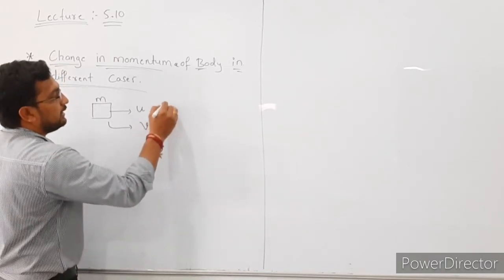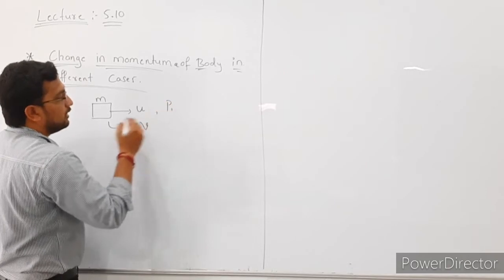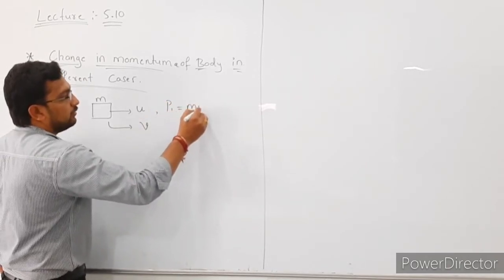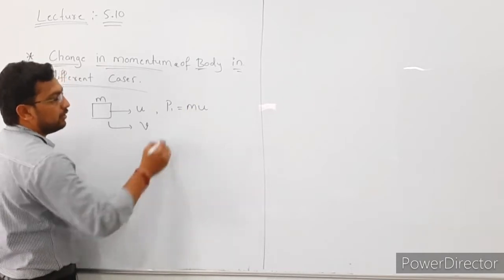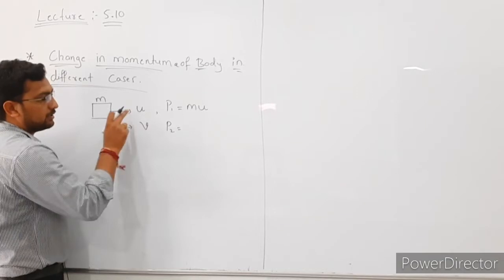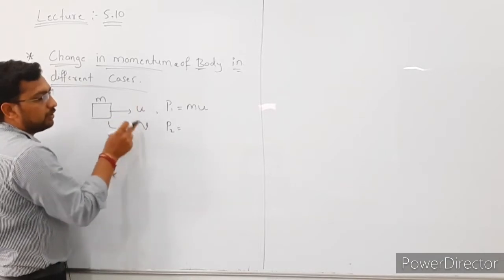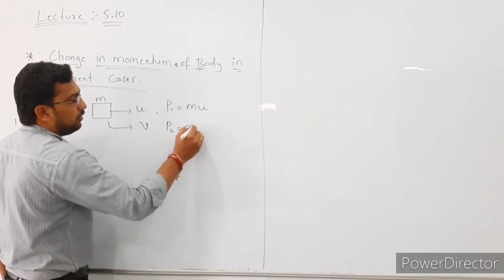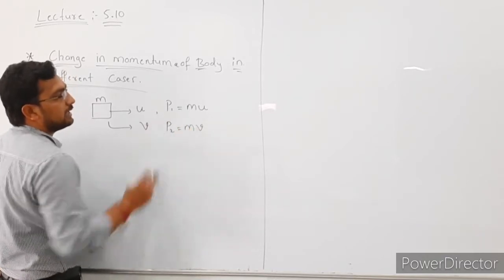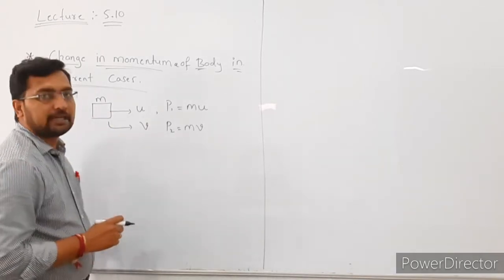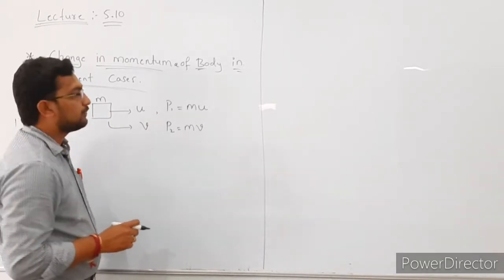Then the initial momentum of this body, p1, is equal to the product of mass and velocity, that is m into u. And p2 is equal to, after collision the velocity of this body changes from u to v, so the final momentum is the product of mass into velocity. Here p1 indicates the initial momentum of the body and p2 indicates the final momentum of the body.